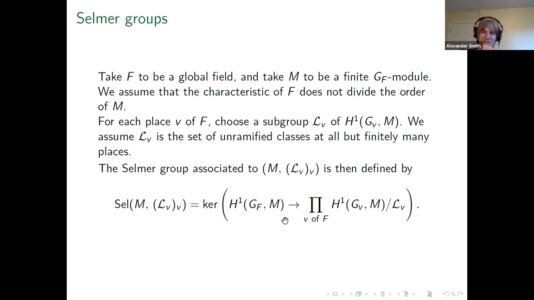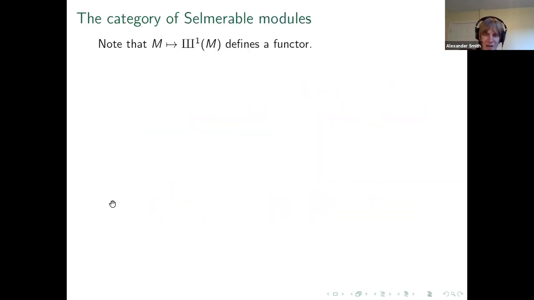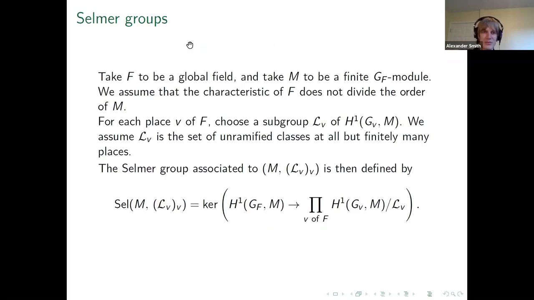Now, looking at this, what I really wanted is I wanted this to be a functor. This is the key desire to start the work: I want the Selmer group to act as a functor. After all, Sha is a functor. Sha is a really nice functor. But what's keeping this from being a functor? What's keeping this from being a functor is it has two inputs.